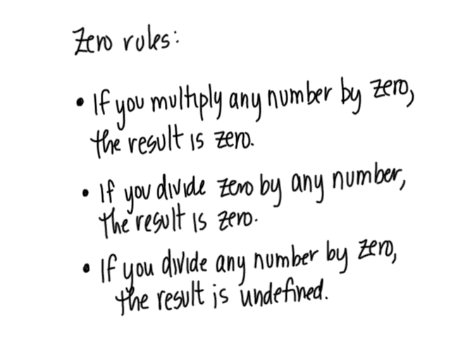Our last group of rules deal with the zero rule. If you multiply a number by 0, you get a 0 as a result. If you take 0 and you divide it by any number, the result is 0. However, if you divide any number by 0, the result is undefined. In other words, you can't have 0 in the bottom.